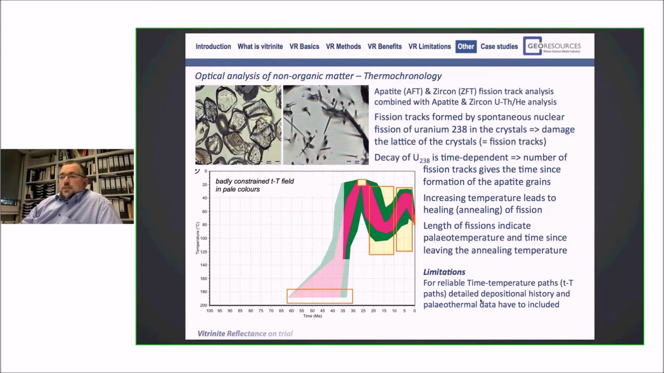But without this detailed depositional history and also additional paleothermal data, thermochronology will be something like here, these pale colors, which are badly constrained. We have wide error fields and are not very precise. So in a way, thermochronology can be done as a tool for time temperature modeling if we have already qualified maturation parameters, but it's not really a primary maturation tool to work with.